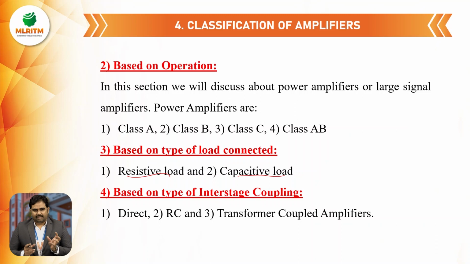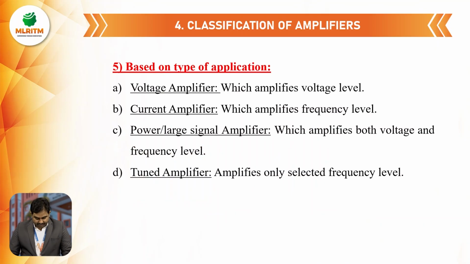We have to follow some certain rules or some certain coupling or connection mechanisms. Those are, first one is direct type, next one is RC type, and third one is transformer coupled amplifiers. Next, fifth classification is based on type of application. So based on the application, again, here the amplifier is divided into 4 types.